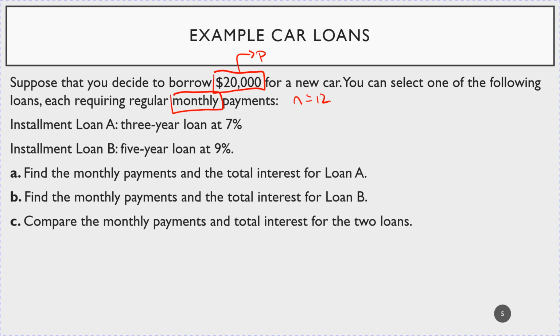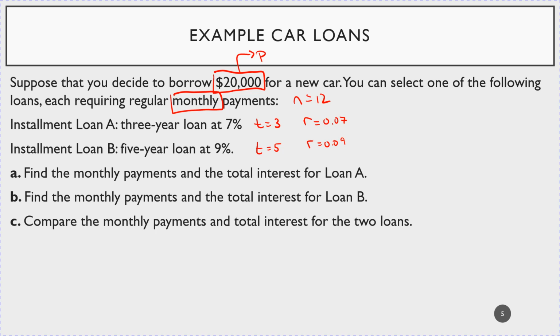Installment loan A: they say you can have a 3-year loan, so T is equal to 3 years, and your interest rate will be 7%. Or they say you could have a 5-year loan. You could take more time to pay it back, but your interest rate then will be 0.09, or 9%.